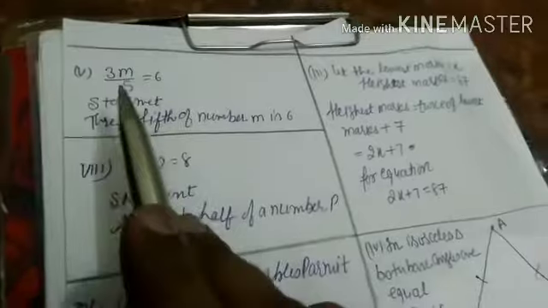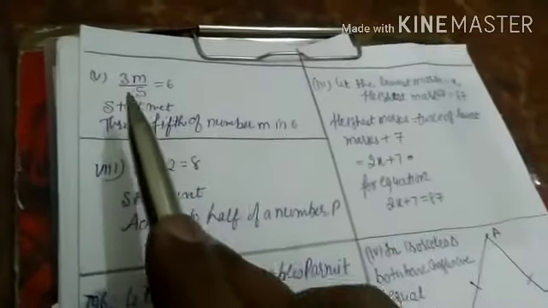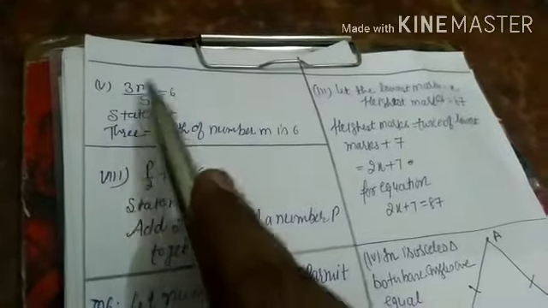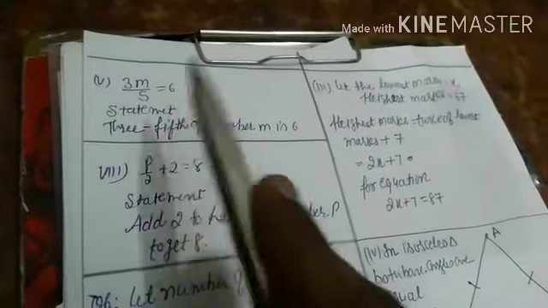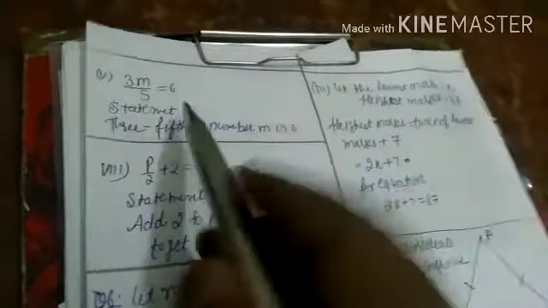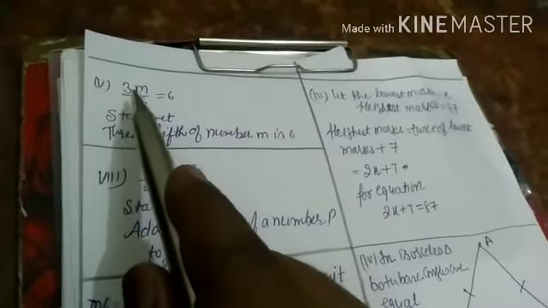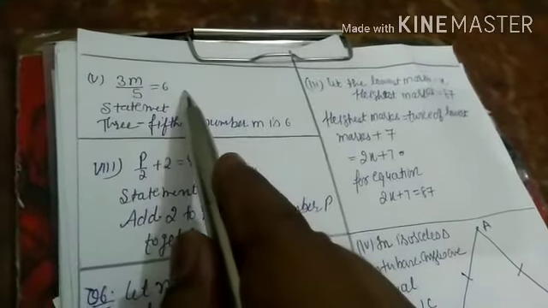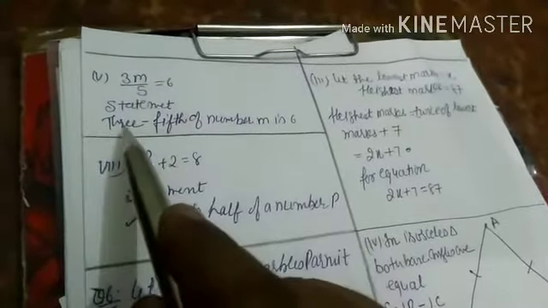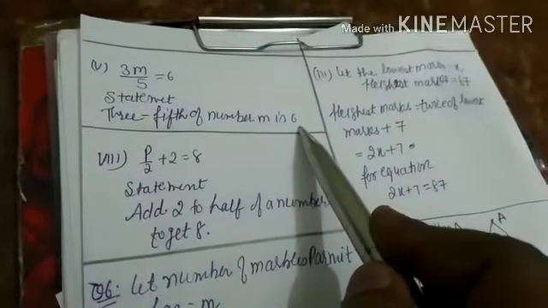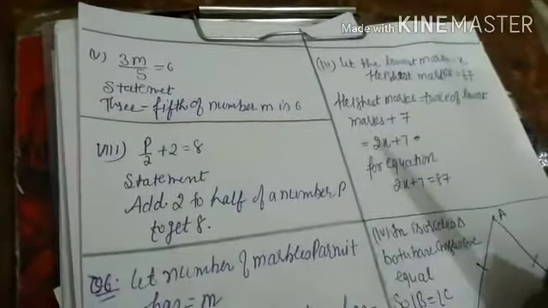Taking another example of an equation also. One equation we have been given which we have to write as a statement: 3m by 5 is equal to 6. It is up to how you look at the equation. It can also be read as 3 times of m divided by 5 is equal to 6, or you can read 3/5 of a number m is equal to 6. Whatever you like you can write.